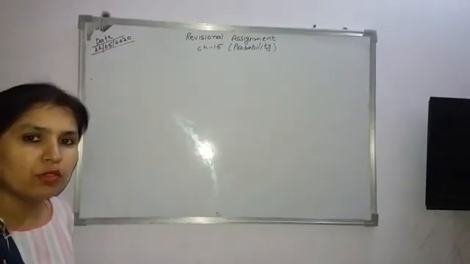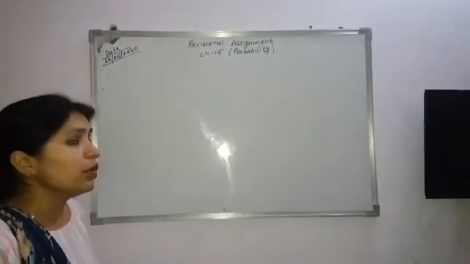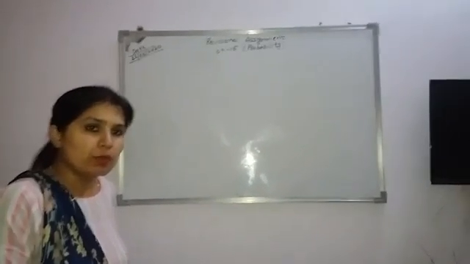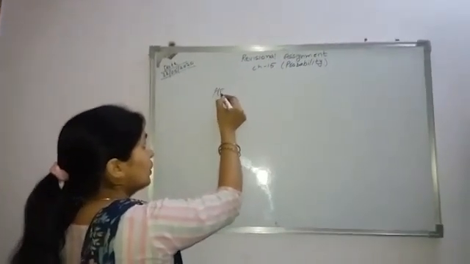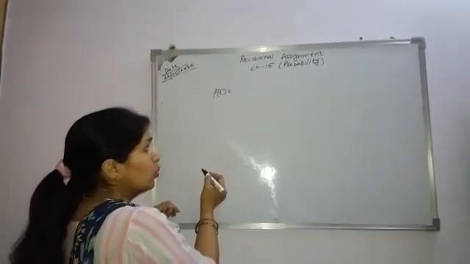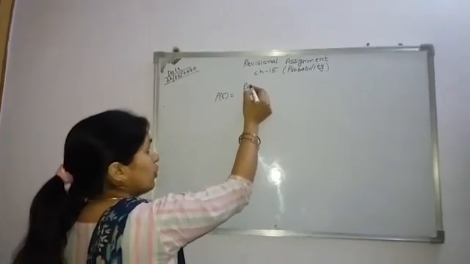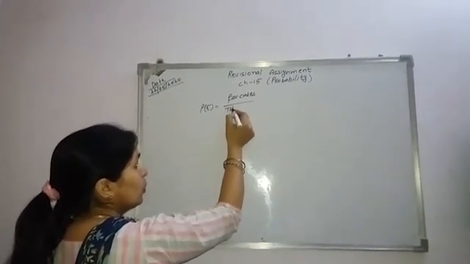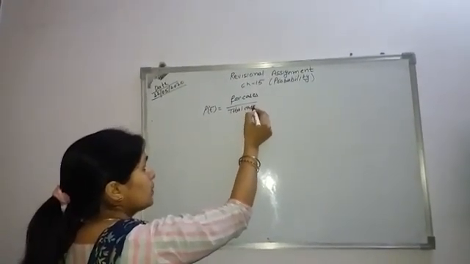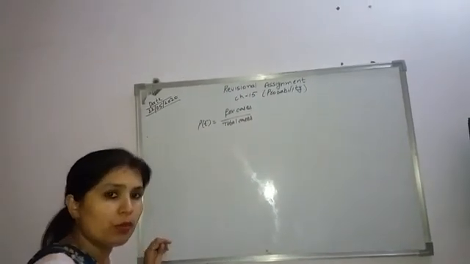Students, today we will revise our 15th chapter, probability. Now in probability, I told you the formula of probability. Probability of an event E is equal to favorable cases divided by total cases. So this is the formula for finding out a probability.